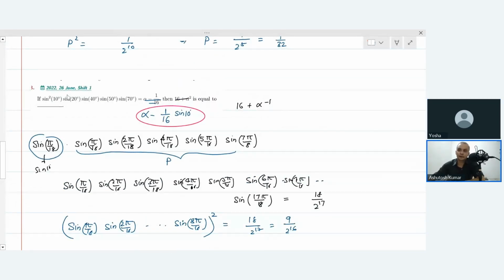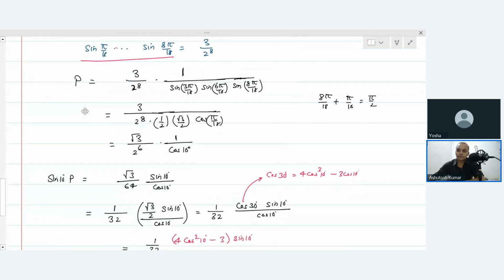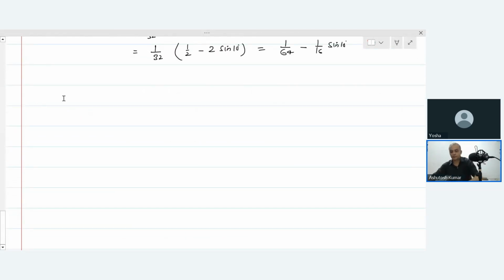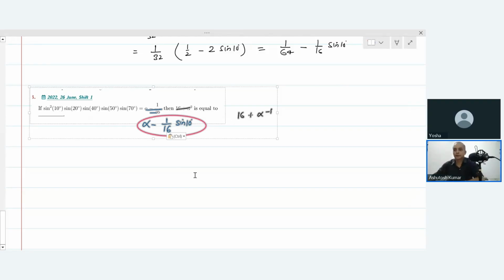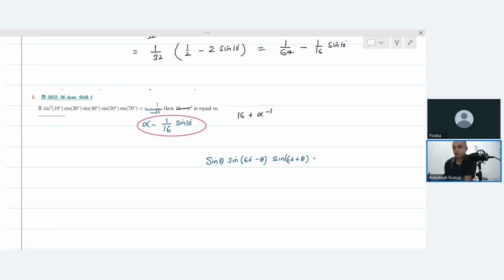Yes, sir. Okay. Now let's do this question in a different way. I remember I gave you this formula, if you remember. If not, then just write it. Sine theta, sine 60 degree minus theta, and sine 60 plus theta. Do you know what this formula is? It's 1 by 4 sine 3 theta.